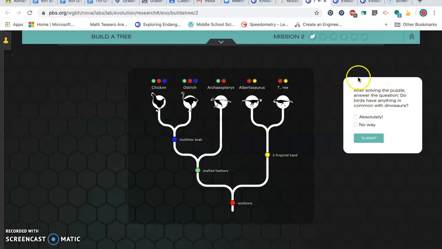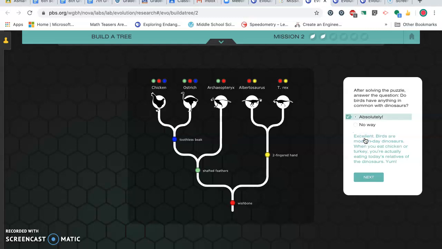And I'm good. It says after solving the puzzle, do birds have anything in common with dinosaurs? And they do. They both have a wishbone. This is not to say that a chicken is a descendant of a T-Rex. That's not true. That's not what this is saying. What this is saying is that a chicken or an ostrich has a common ancestor with a T-Rex. That's a big difference. It's not a descendant of a T-Rex. It has a common ancestor. And once you click submit and it's correct, you move on.